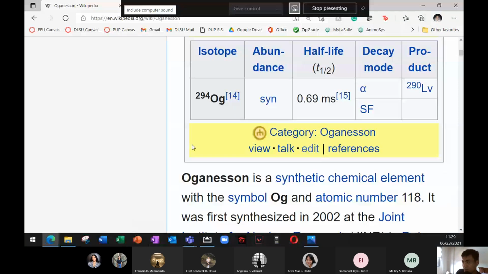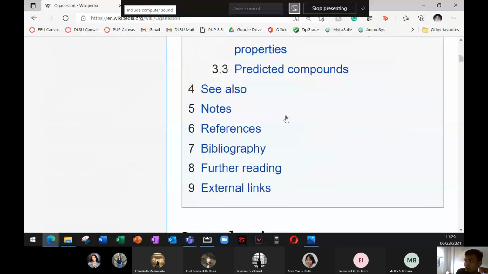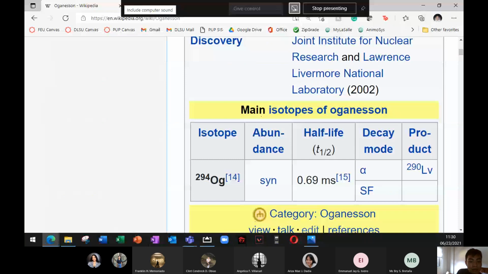Ito yung last element sa periodic table. I believe this is atomic number 118. Ayan, atomic number 118. So, ibig sabihin 118 yung protons niya. Okay? So, ano epekto nun? Di ba marami ng positive particles sa nucleus? So, ibig sabihin, hindi na kaya ng nuclear force i-hold siya. That's why, tignan mo yung half-life niya.